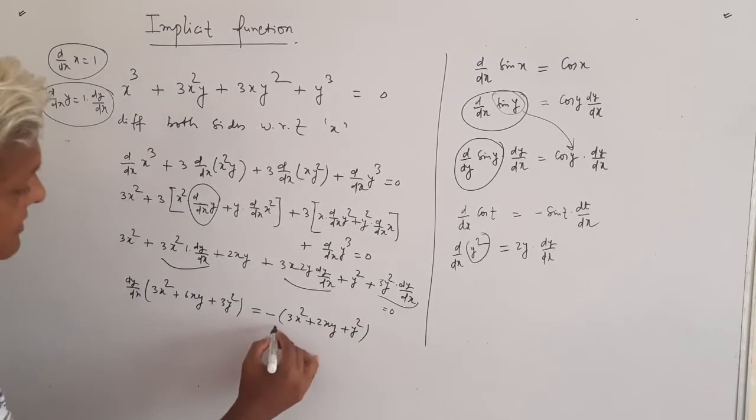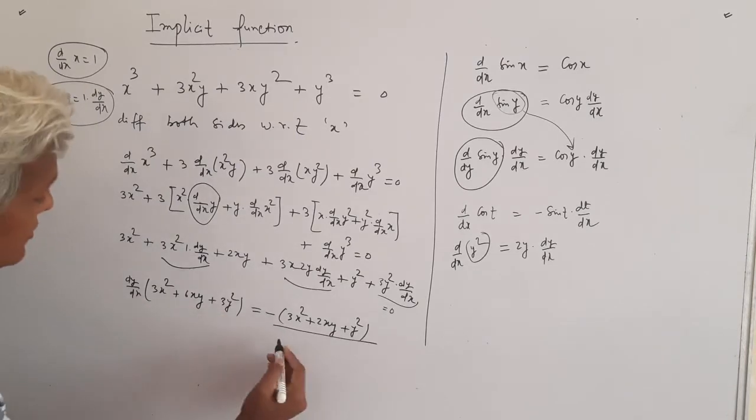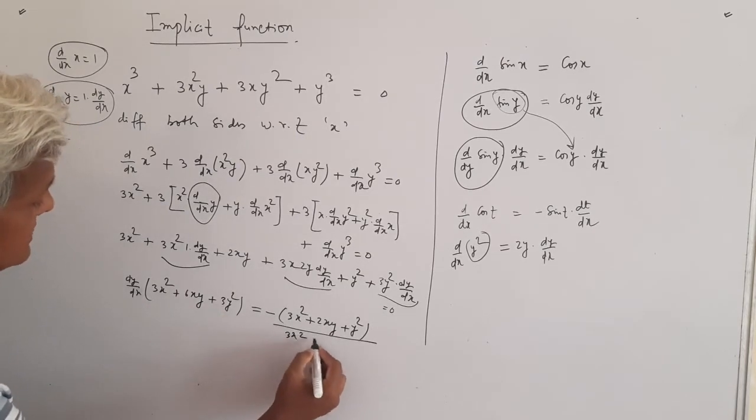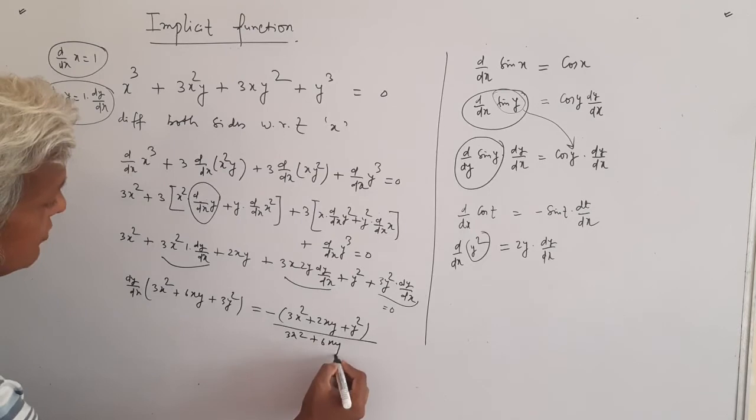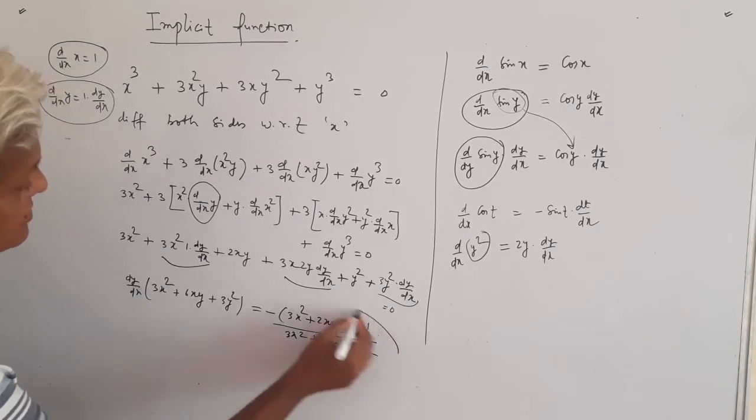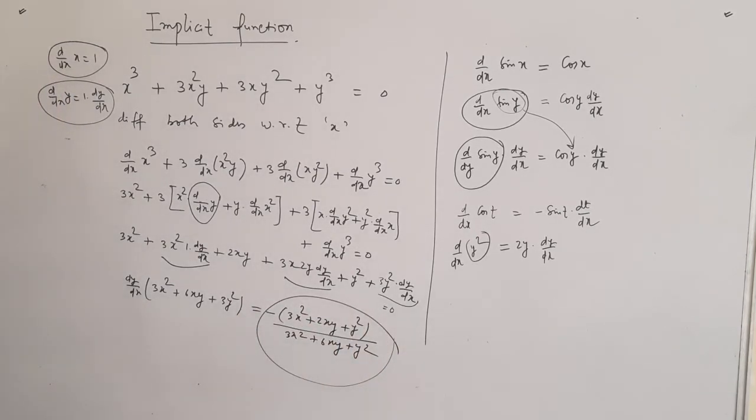And then what is dy by dx? Put this whole thing down. So this is 3x square plus 6xy plus y square. This is your dy by dx. So now I'll take one more example to give you a proper idea of how this has been achieved.